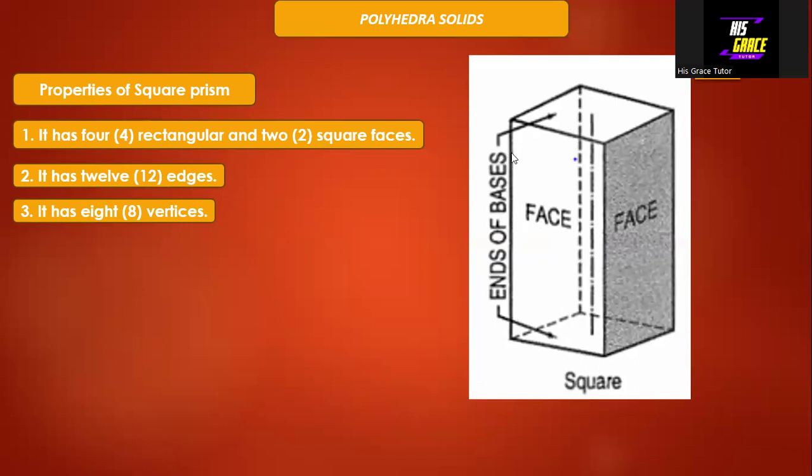Then it has 12 edges. We have 4 up here, 4 around here, and 4 down here. So making it 12 edges. Then it has 8 vertices, 4 up here and 4 down here. So those are the properties of a square prism.